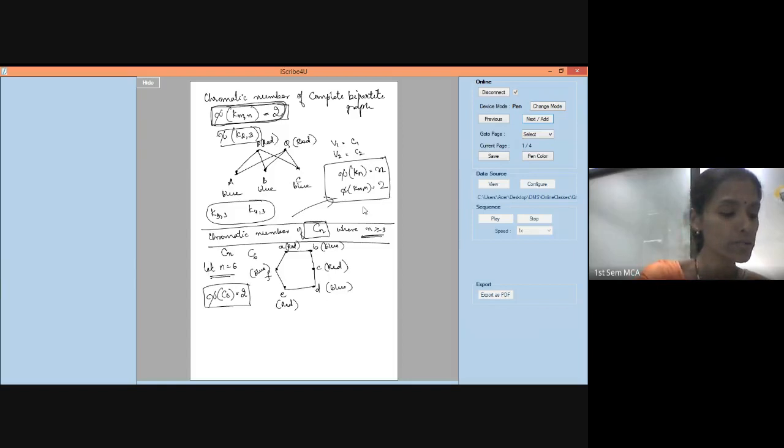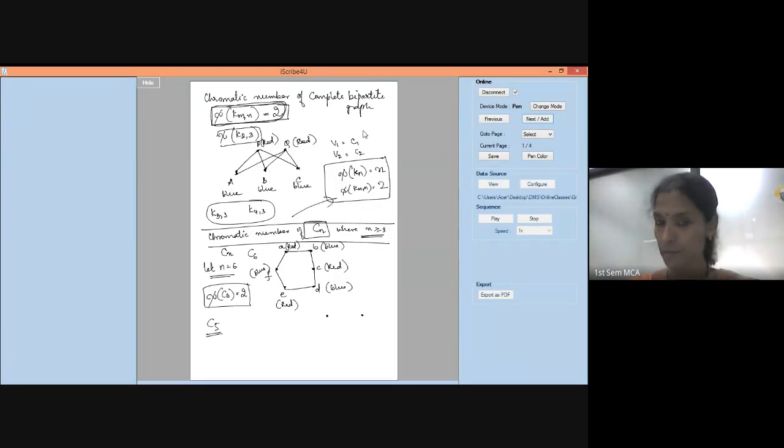Alright, so when we took C6, this is what happened. Now, let me take C5. If I take C5, I should take a 5 vertices cycle. So this is A, B, C, D, E. Same rule, let me follow. I will start with red, move to the next vertex, and go on coloring each vertex in the clockwise direction.